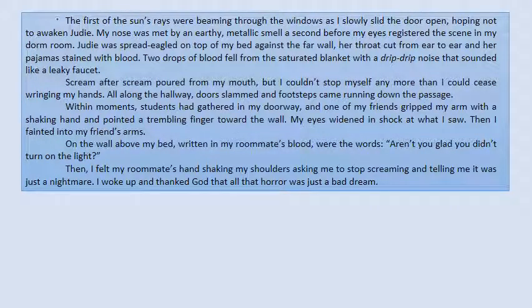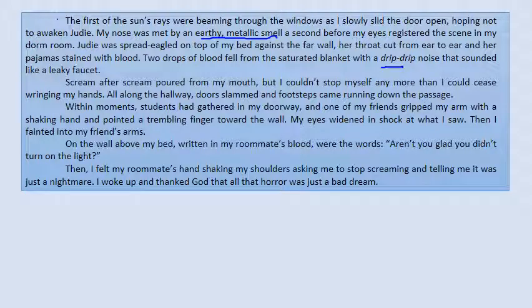The first of the sun's rays were beaming through the windows as I slowly slid the door open, hoping not to awaken Judy. My nose was met by an earthy, metallic smell again. A second before my eyes registered the scene in my dorm room. Judy was spread-eagled on top of my bed against the far wall, her throat cut from ear to ear and her pajamas stained with blood. Drops of blood fell from the saturated blanket with a drip, drip noise that sounded like a leaky faucet.